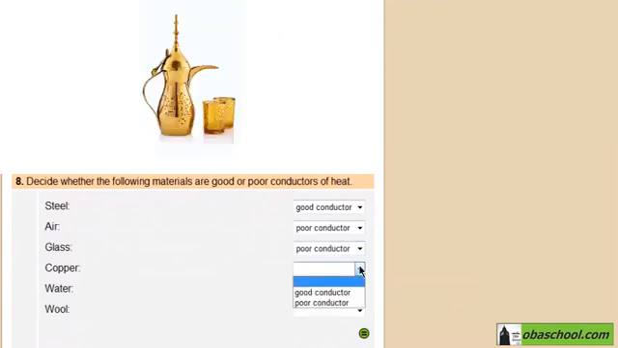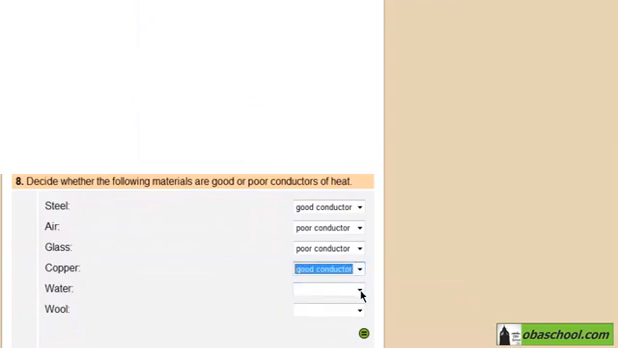Copper, for example, there are several coffee pots that are made up of copper. When these coffee pots are heated, they transfer heat in a rapid manner to heat the coffee. So the coffee pots which are made of copper are good conductors. Therefore, the copper is a good conductor of heat.